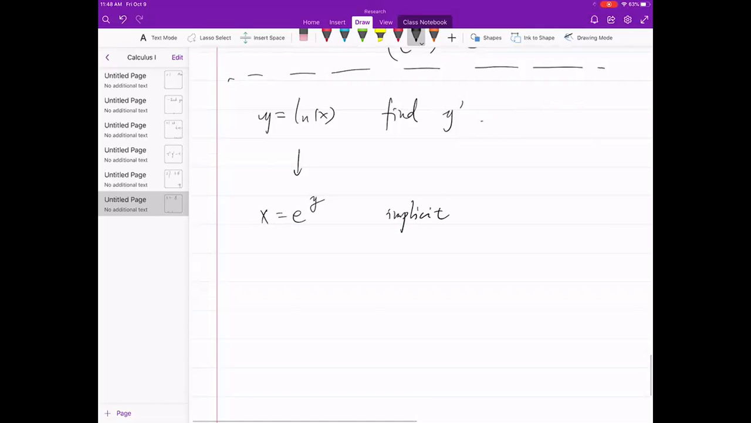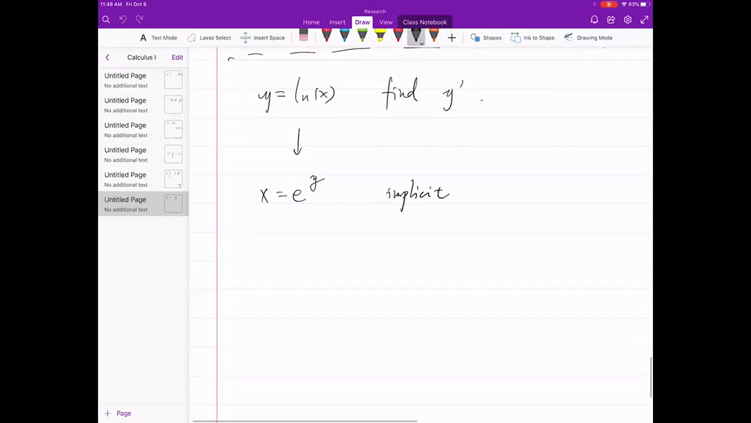Simply because your y is not a function of x anymore. It's in an equation. But it's doable. It's actually easier than anything we have done before. Sounds good?